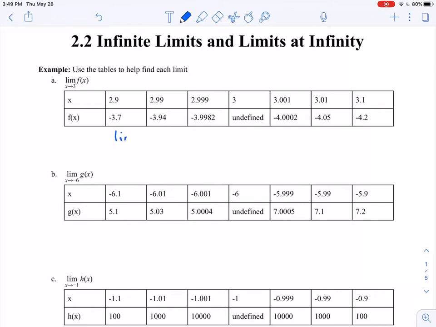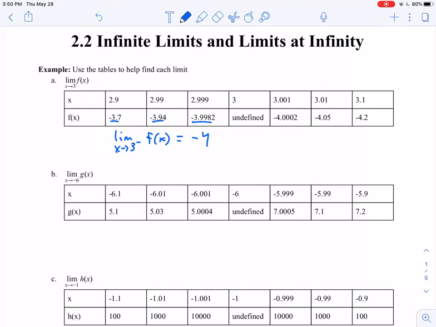So let's start by looking at the left-hand limit, so the limit as x approaches 3 from the left-hand side of f of x. So here now I'm looking at the left-hand side, so these are values which are all less than 3. And I want to check the y values. What are the y values getting closer and closer to? So here I've got negative 3.7, negative 3.94, negative 3.9982. To me, those look like they're getting closer and closer to negative 4. And perhaps if you had the function, you could even get a little bit closer if you wanted to verify. But generally, the pattern, if there is one, should be fairly obvious.